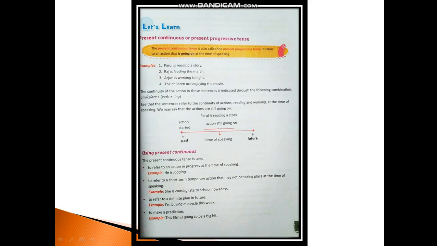To refer to a definite plan in future, when you are quite sure or you are definite about doing something in future, then also you can use present continuous tense. Like for example, I'm buying a bicycle this week.